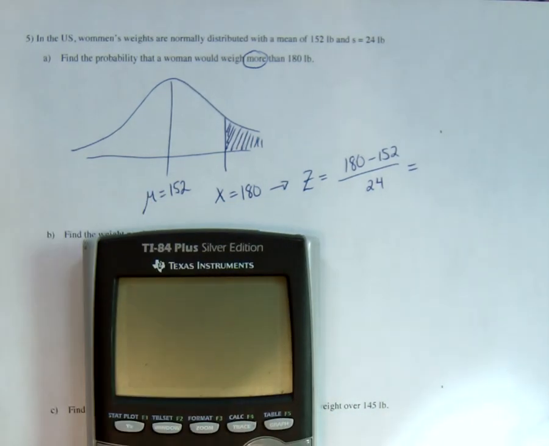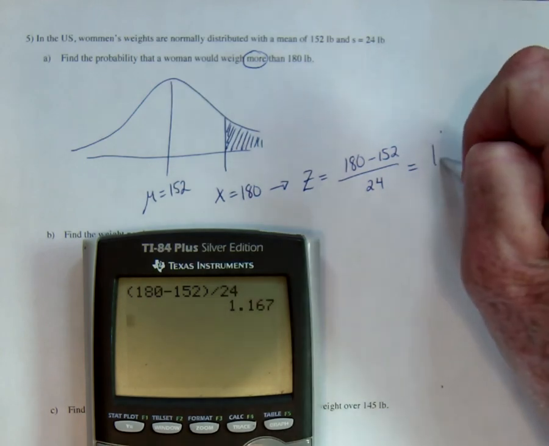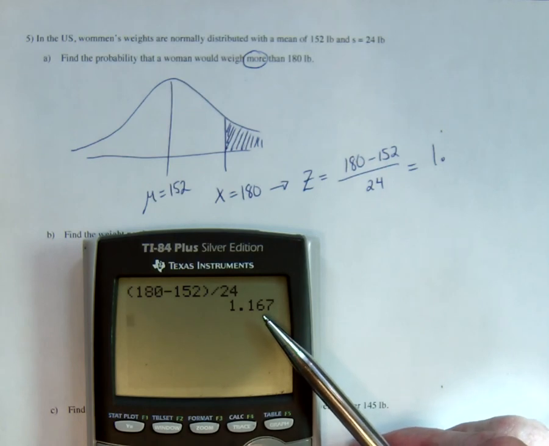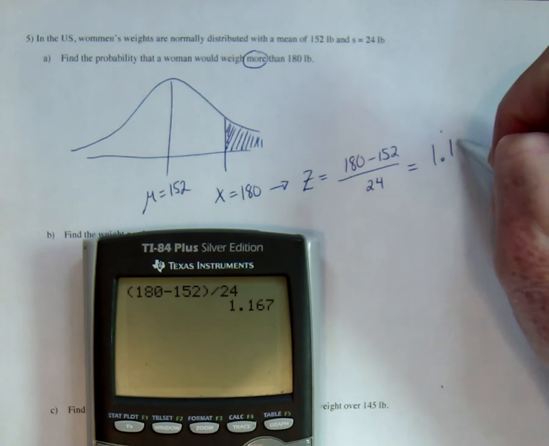In this, we just use the calculator. I'm going to put parentheses, 180 minus 152, all gets divided by 24. Now when I do the z-scores, this needs to be rounded to 2 decimal places, so this is going to be a 1.17.